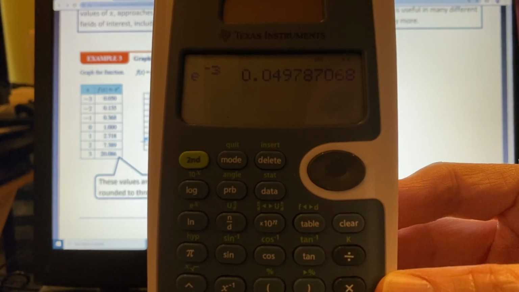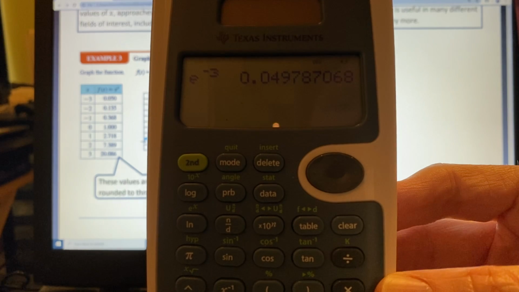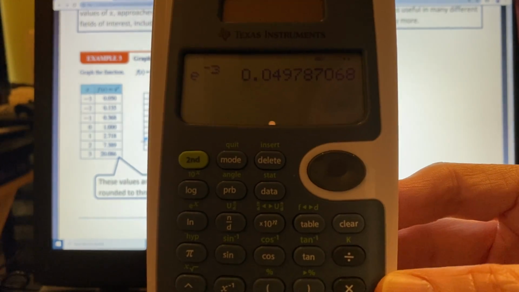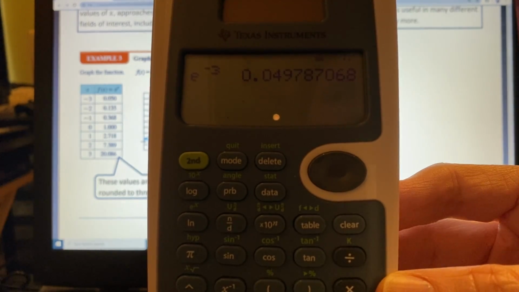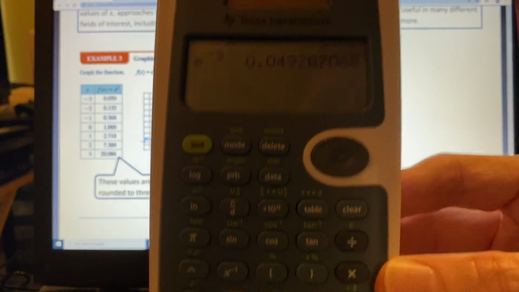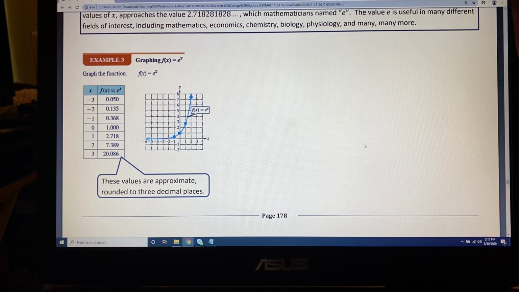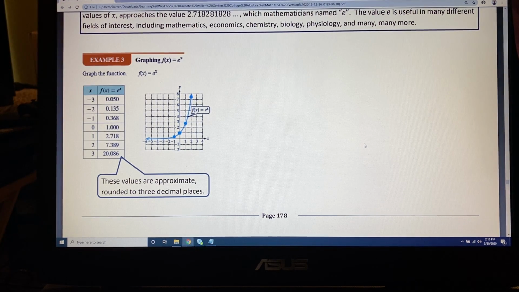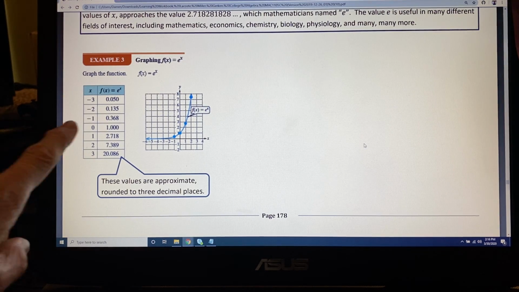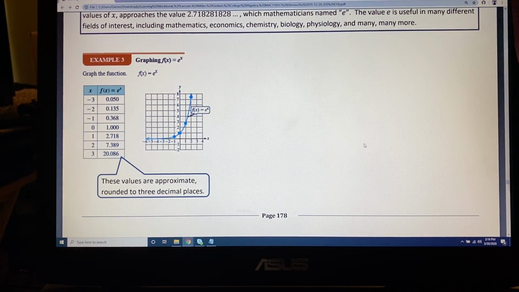It's 0.049787068, etc. And if you round that to 3 decimal places, you get 0.050. That brings us back to the learning workbook. When x equals -3, f of x, or y, is 0.050. Repeating this process for the other values of x, we get the other values of y, and we can use those values to create the graph of e to the x.